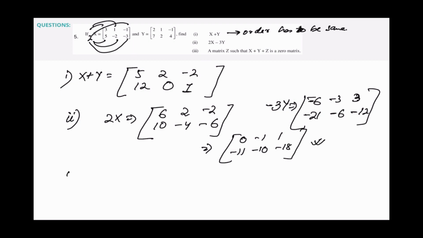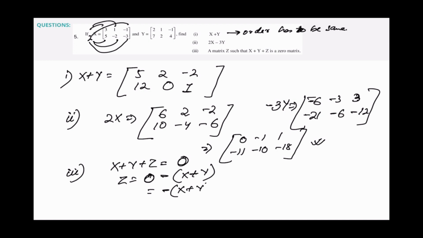Now the third one, they have given that a matrix Z is there such that x plus y plus z is equal to a 0 matrix. So what are we going to do? We have to find Z. So Z is nothing but 0 matrix minus of x plus y. Basically it's minus of x plus y, because the 0 matrix won't do anything. You already got x plus y, just take the negative of that. So the answer will be minus 5, minus 12, minus 2, 0, 2 and minus 1. Okay. Clear. So you can do it like this.